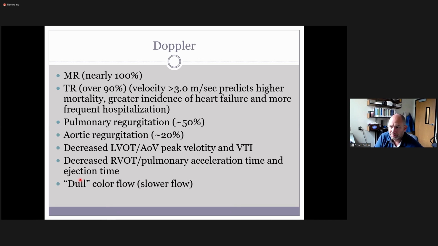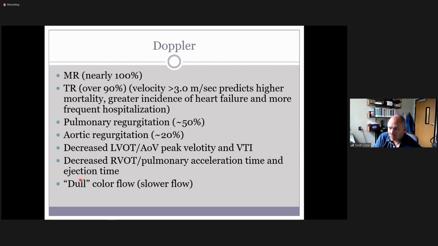All right, so spectral Doppler. They have mitral regurgitation in nearly 100% of cases. So that stretching almost always affects mitral valve regurgitation at a minimum. Tricuspid is in over 90% of cases. I would personally say it's 100% because I think everybody has TR. That's just me. Velocity greater than 3 meters per second predicts higher mortality, greater incidence of heart failure, and more frequent hospitalization. So again, look at those TR velocities.